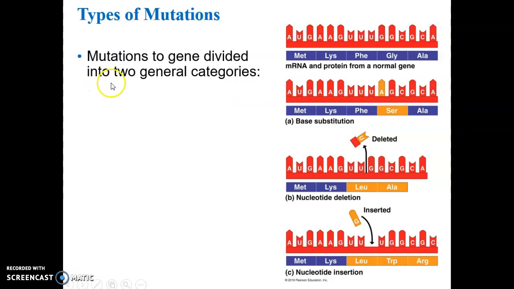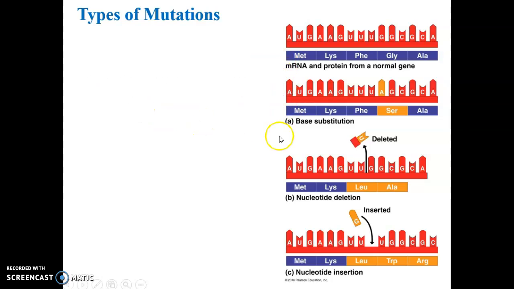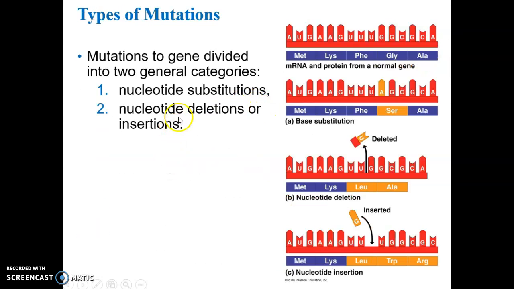Types of mutations. Mutations of genes can be divided into 2 basic categories. Nucleotide substitutions, like what we saw with sickle cell there, and nucleotide deletions or insertions, meaning exactly what the term means. Nucleotide is inadvertently lost, deleted, or nucleotide is inadvertently inserted, added to the original sequence.